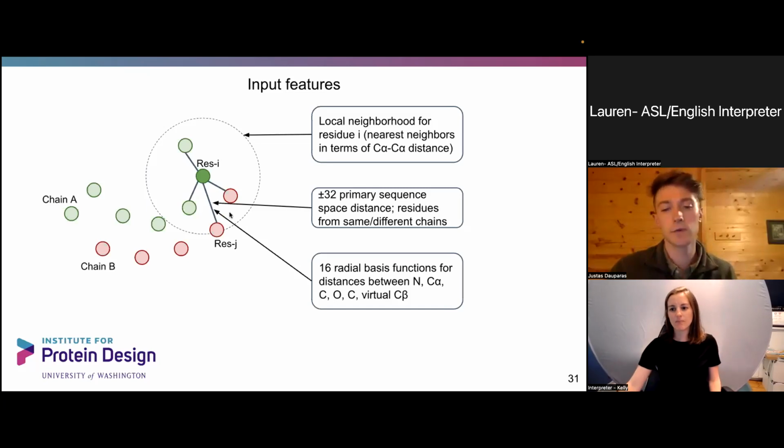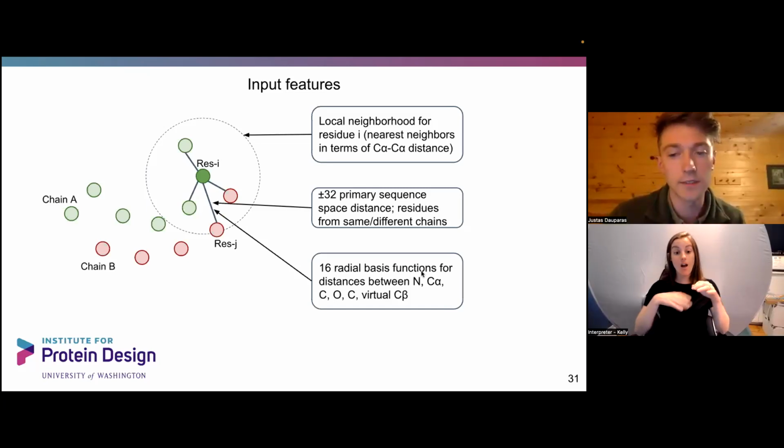And then on the edges, we also have the distances. So we have these radial basis functions, I'm not sure what they are, for distances between backbone atoms. So N, C alpha, C, and oxygen. And there's also a virtual C beta that is calculated as a function of the other residues.